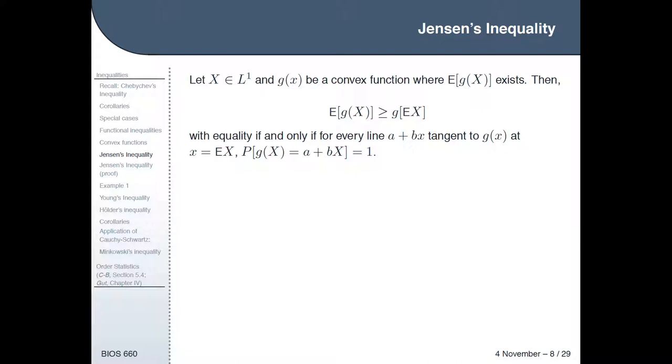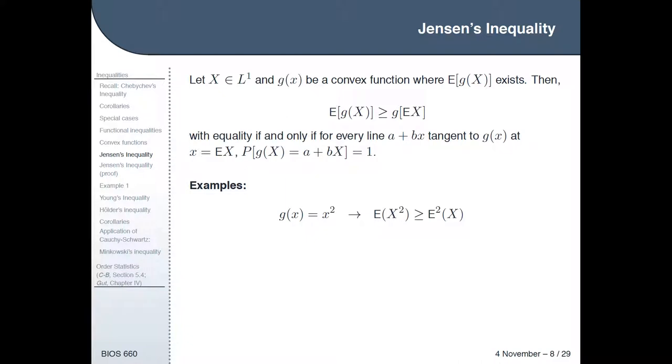If the expected value of x exists, and g of x is some convex function, so E of g of x also exists, then the expected value of g of x is greater than or equal to g of the expected value of x. You get equality if and only if, for every line tangent to g of x at x equals E of x, the probability that g of x is on that particular tangent line is equal to 1. I'll show a picture on the next slide that will hopefully make this clear.